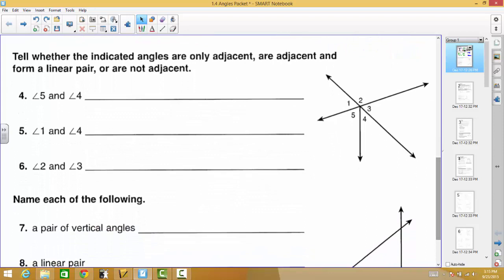Okay, so we're going to look at the next picture and decide if they are adjacent, adjacent and linear, or not adjacent. So 5 and 4, they are definitely adjacent, but they do not form a straight line. They form, it looks like either a right angle or something close. So these are only adjacent. 1 and 4, that would be this and this. Those are not adjacent. They're not vertical either. They are just nothing.